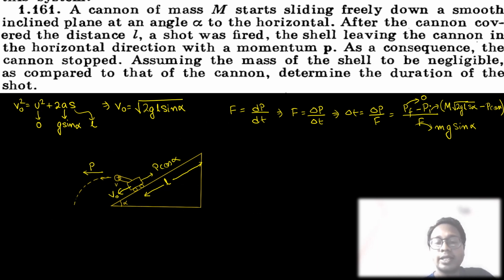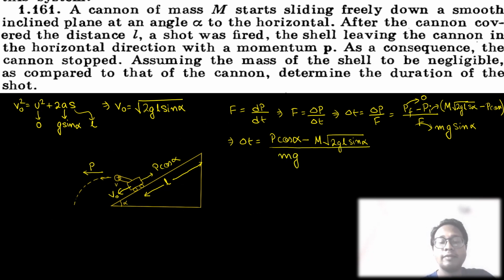Okay, so out here delta t is nothing but 0 minus of this, which is p cos alpha minus m into under root of 2gl sin alpha, divided by mg sin alpha, and capital M, capital M G sin alpha.